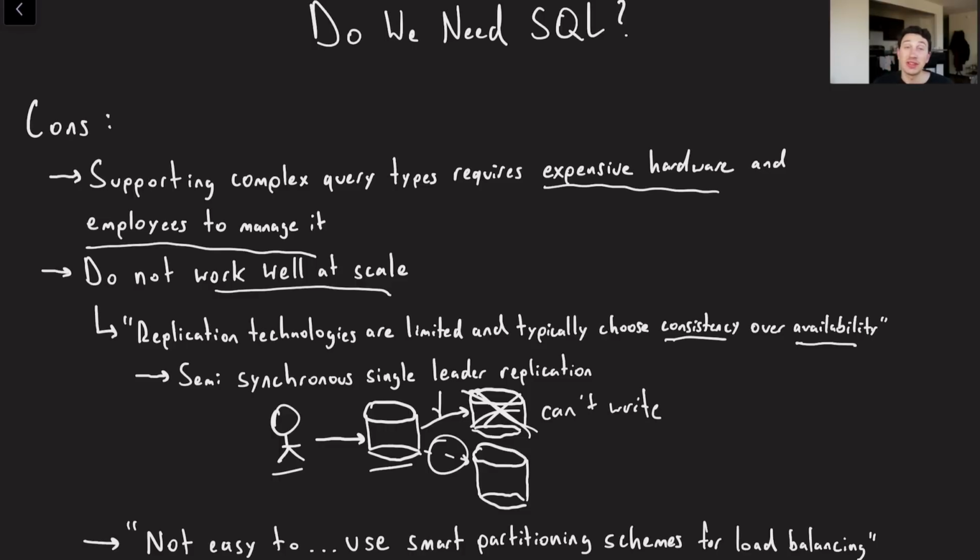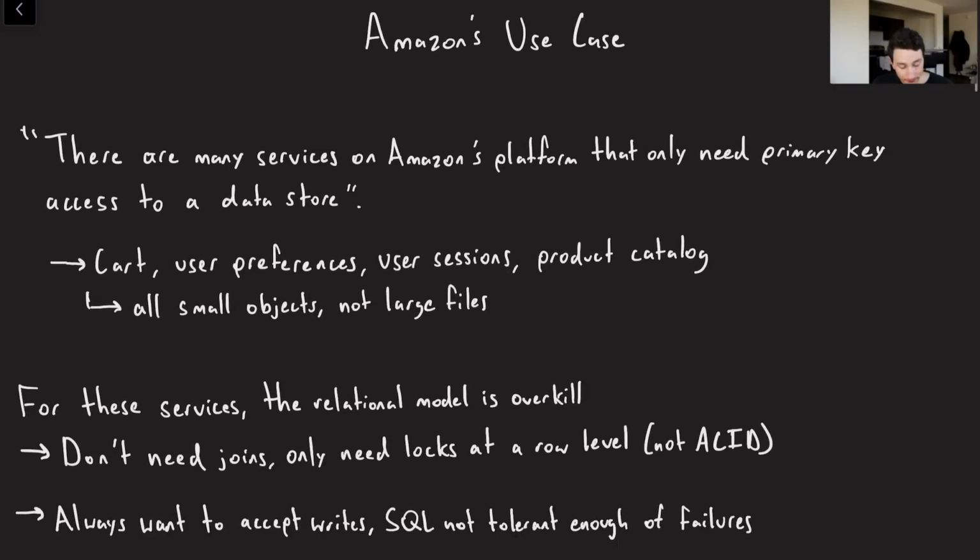Because of this need for synchronous replication to ensure the durability of our writes, all of a sudden we're in trouble. Data center failures and node failures are going to give us a really hard time. Another thing they say is that it's not easy to use smart partitioning schemes for load balancing, and we'll see what that means in a little more detail.